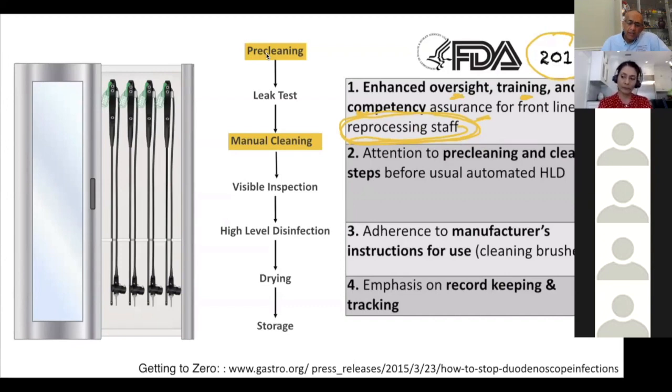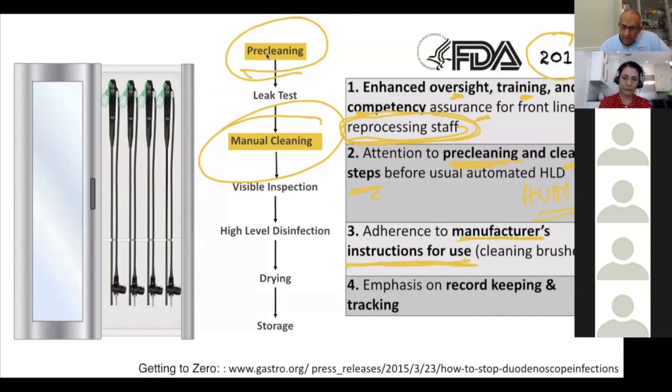The next one is they talk about pre-cleaning and manual cleaning, that we should pay attention to pre-cleaning and all the cleaning steps before high-level disinfection, because this is the human component that could lead to problems. And the third one is to adhere to manufacturers' instructions for use, especially for cleaning brushes.